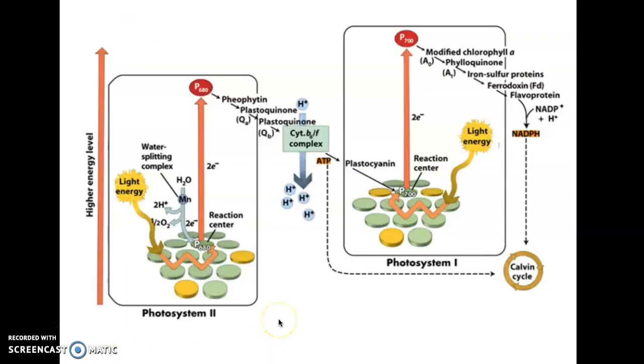So if we were to look at this, obviously, there's a lot going on here. There's a lot going on in each system. So here's system 2, here's system 1. You can see these little circular structures are all of our pigments. The photons are coming in. You can see our water molecule is being split. It's giving off 2 hydrogen ions and half of an oxygen, and we have 2 electrons now.